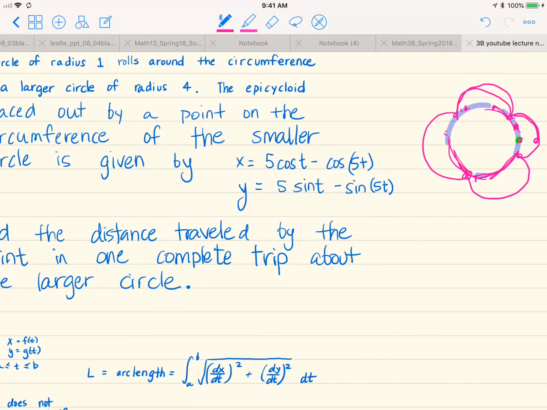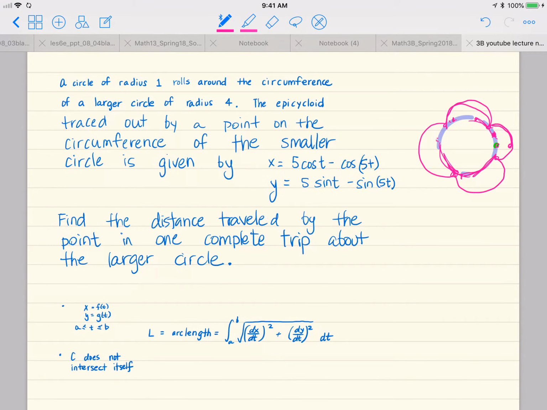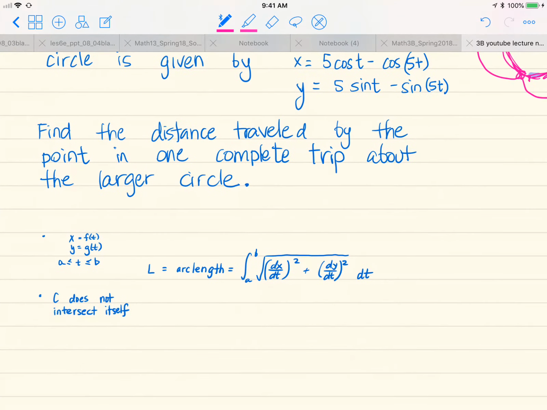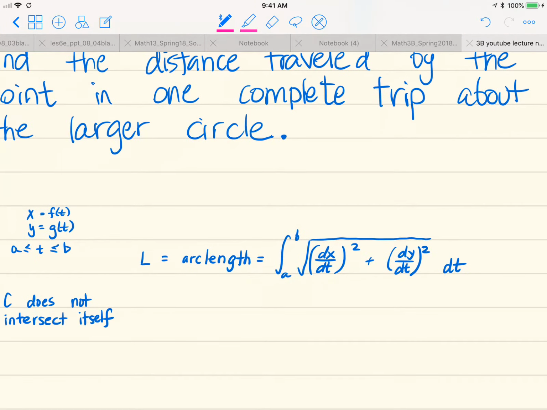Okay, all right. So our focus is figuring out the distance that that little point travels in one complete trip around the larger circle. The first thing we need to do is figure out, we know we're going to use this formula for arc length, but we need to figure out a and b.